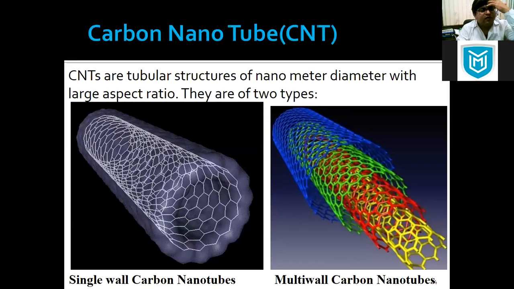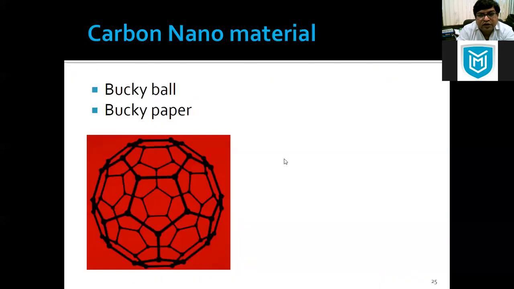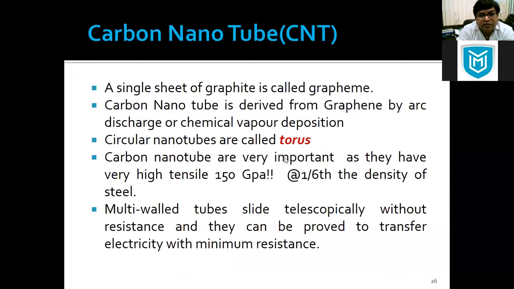So this is the figure of single wall carbon nanotube and multiple wall carbon nanotube. Multiple wall carbon nanotube is just like a telescope, one over another. Compared to single wall carbon nanotube, multiple wall is having more applications and is more versatile. Buckyball, bucky paper. So what are the properties of carbon nanotube? A single sheet of graphite is called graphene, and carbon nanotube is derived from graphene by the arc discharge method.